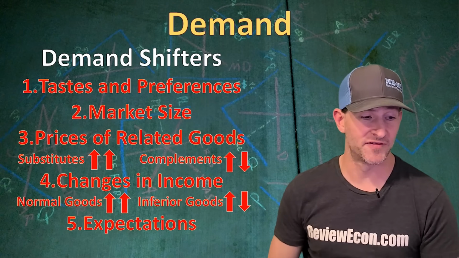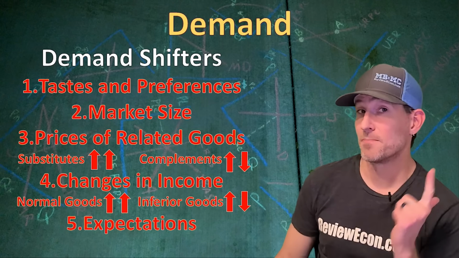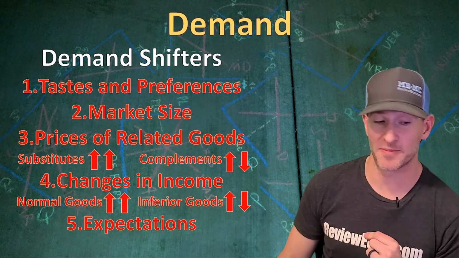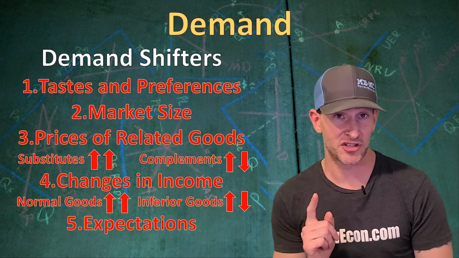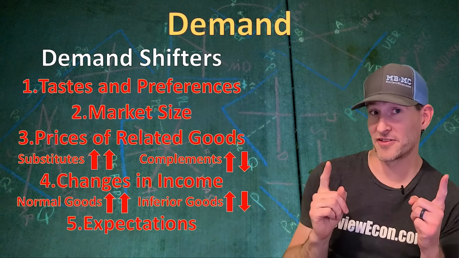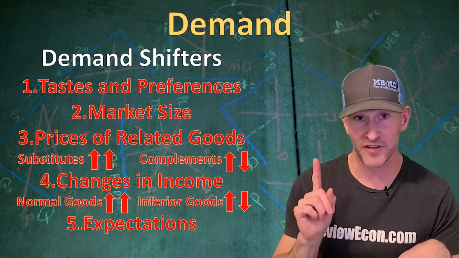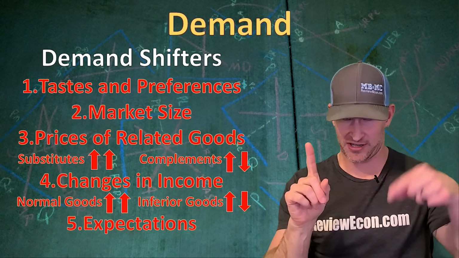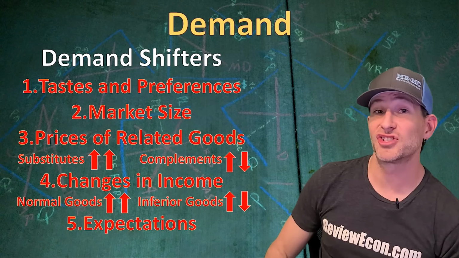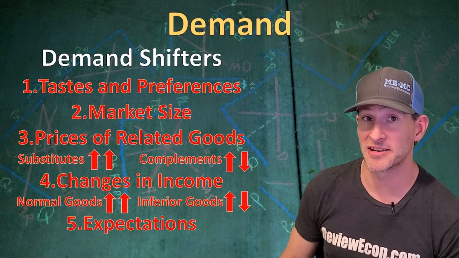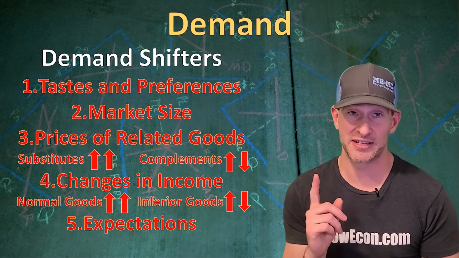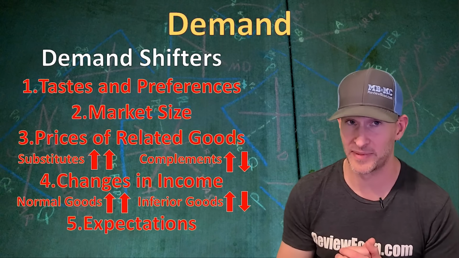Here are our demand shifters. We've got tastes and preferences, market size, more consumers means more demand. Prices of related goods, substitutes have a direct relationship between the price of one good and the demand for the other good. Complements have an inverse relationship between the price of one good and demand for the other good. And then we have changes in income. For normal goods, an increase in income will cause an increase in the demand. And for inferior goods, an increase in income will cause a decrease in the demand for the product.